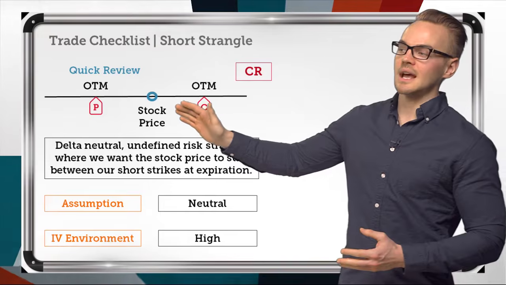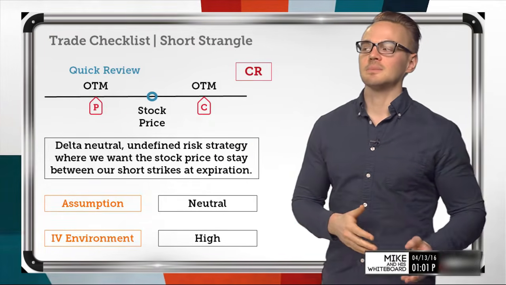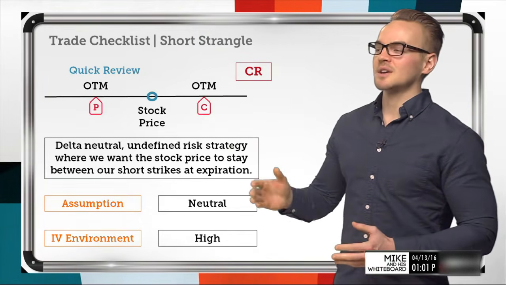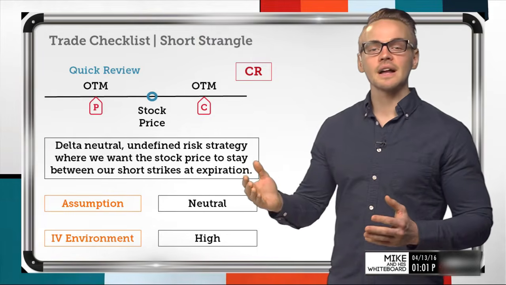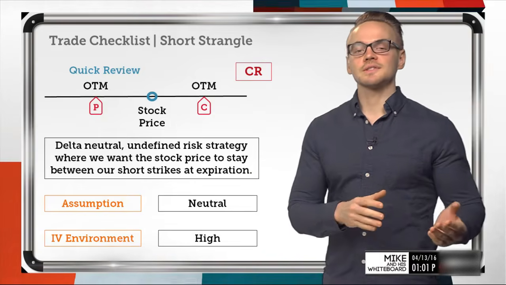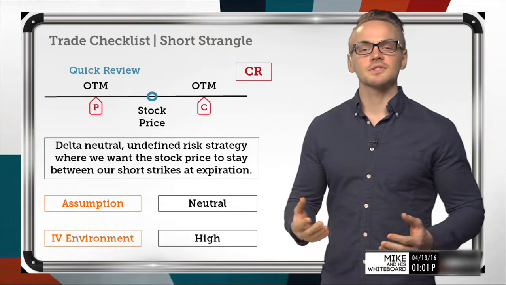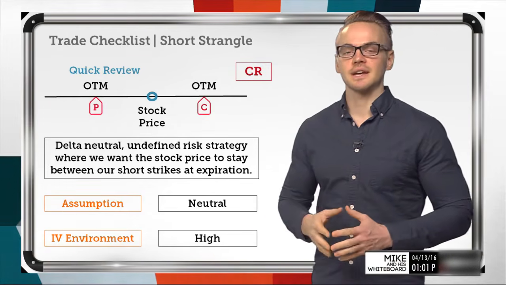So when we're looking at the short strangle here, just a quick review, we are selling an out-of-the-money put, which is a put below the stock price, as well as an out-of-the-money call, which is an option that's above the stock price. A call contract is the right to buy 100 shares of stock, so we're on the other side of that when we're selling it. And a put contract is the right to sell 100 shares of stock, and of course if we're selling that option, we're on the other side of that transaction.